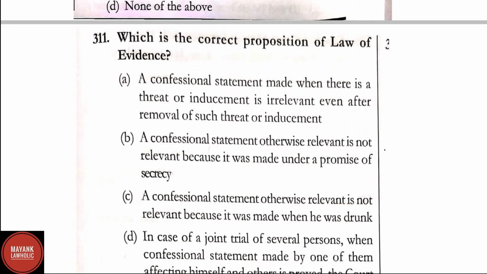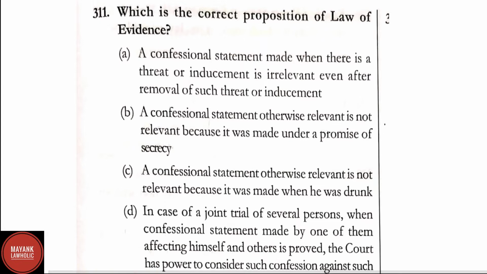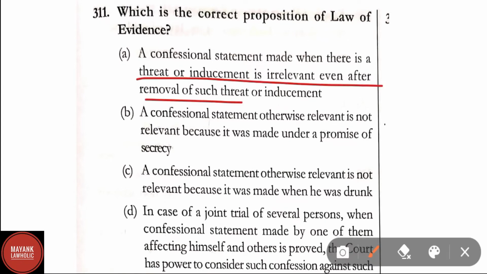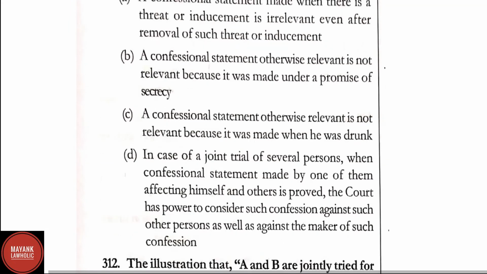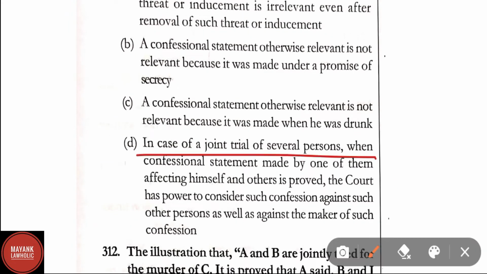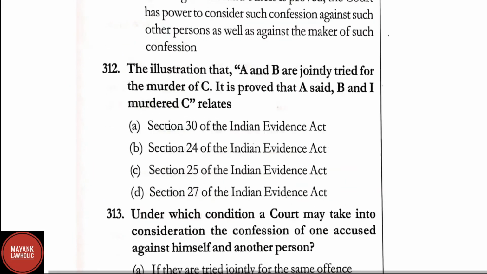Question number 311. Which is the correct proposition of law of evidence? Option A, a confessional statement made when there is a threat or inducement is irrelevant even after the removal of such threat or inducement. Option B, a confessional statement otherwise relevant is not relevant because it was made under promise of secrecy. Option C, a confessional statement otherwise relevant is not relevant because it was made when he was drunk. Option D, in case of a joint trial of several persons, when the confessional statement made by one of them affecting himself and others is proved, the court has power to consider such confession against such other persons as well as against the maker of such confession. Here the correct answer is option D. Question number 312.